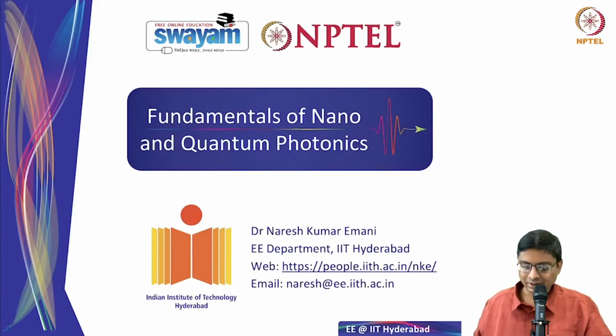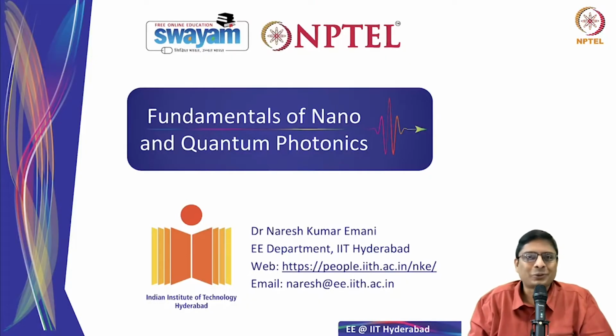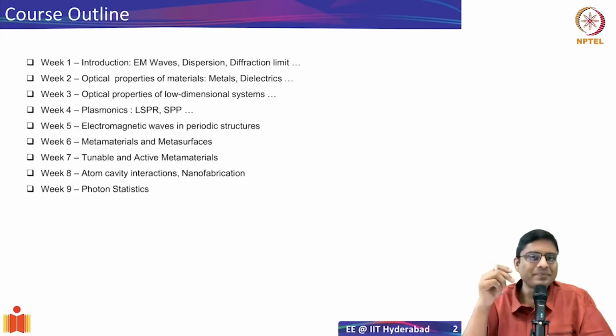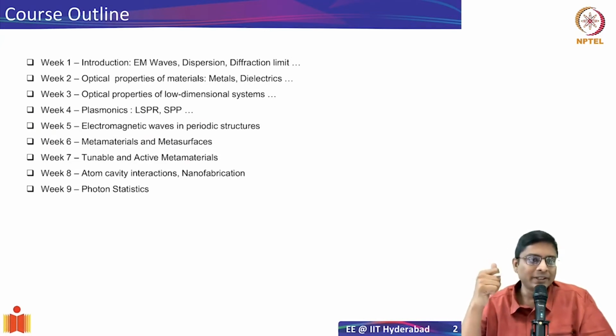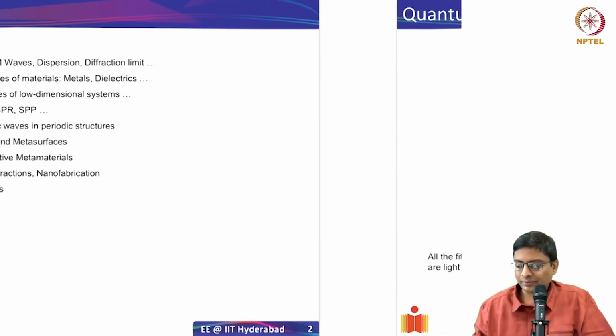Hello everyone, welcome back to Fundamentals of Nano and Quantum Photonics. So today onwards we will shift gears. The first 8 weeks we have been talking about nanophotonics, and now we will start talking about the quantum aspects. More specifically, this week we will talk about photon statistics. How do we distinguish classical light from quantum light? We will try to understand what this is.